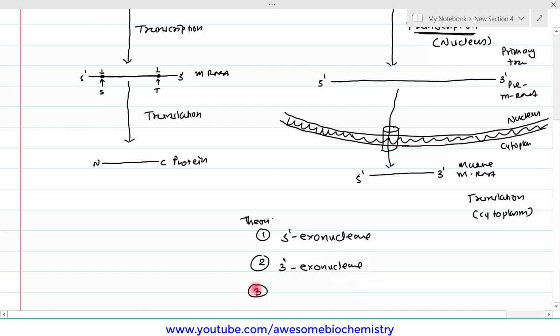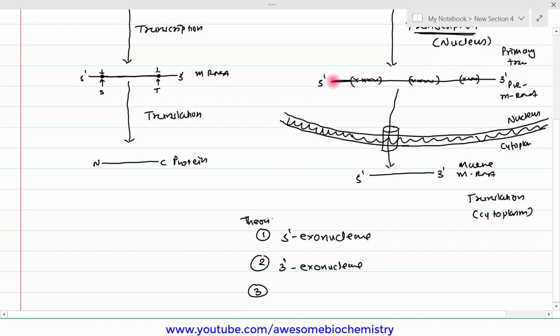And the third theory, which was less believed, said that neither 5' nor 3' exonucleases are working, but some internal sequences are getting destroyed somehow. Suppose this sequence is destroyed, then this sequence is destroyed, then this sequence is destroyed.